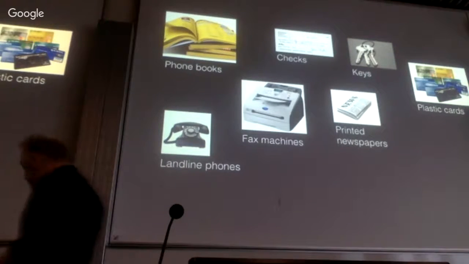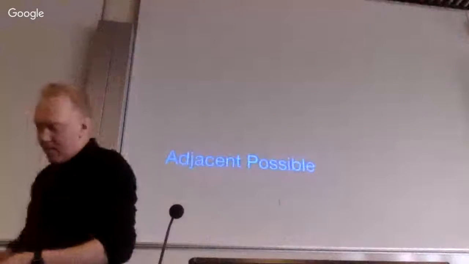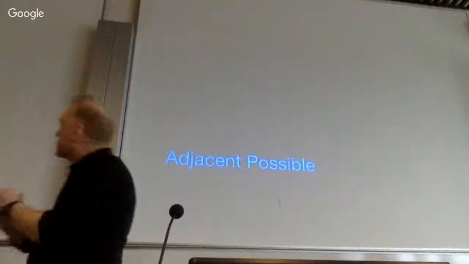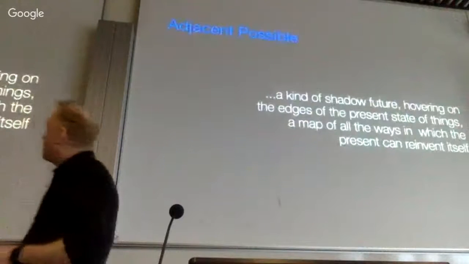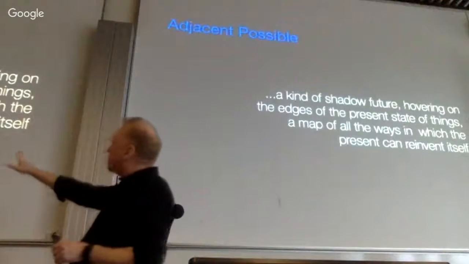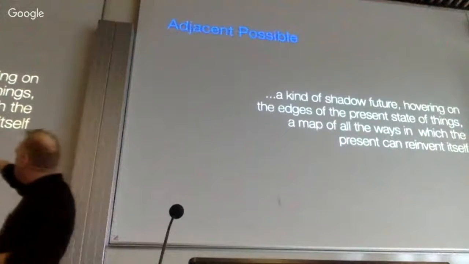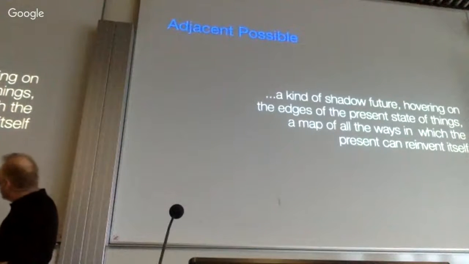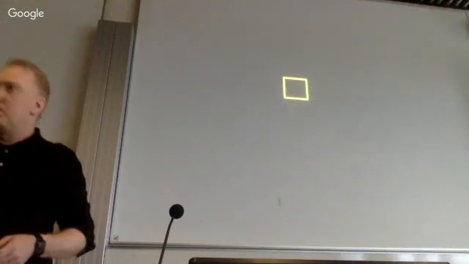Now, close to my business, I'm not going to say a word. But let's continue. Let's explain what this means. So, kind of a shadow future hovering on the edge of the present state of things, a map of all the ways in which it can represent itself.